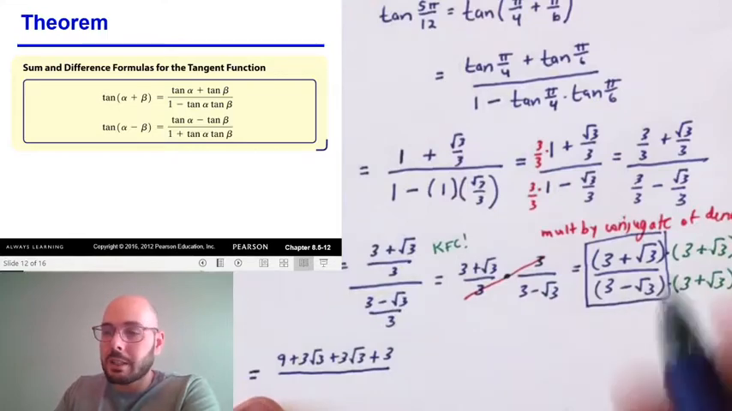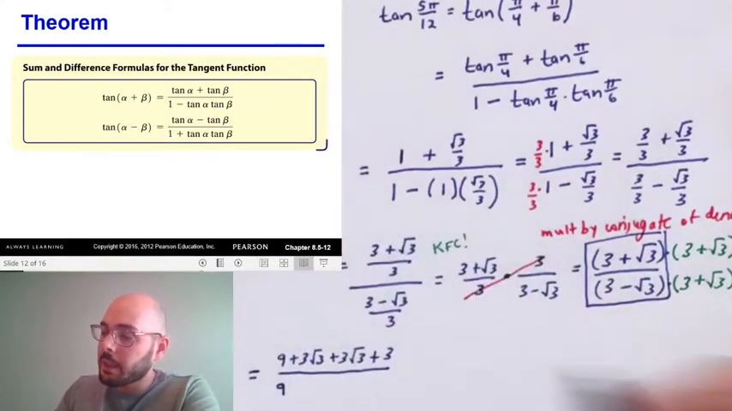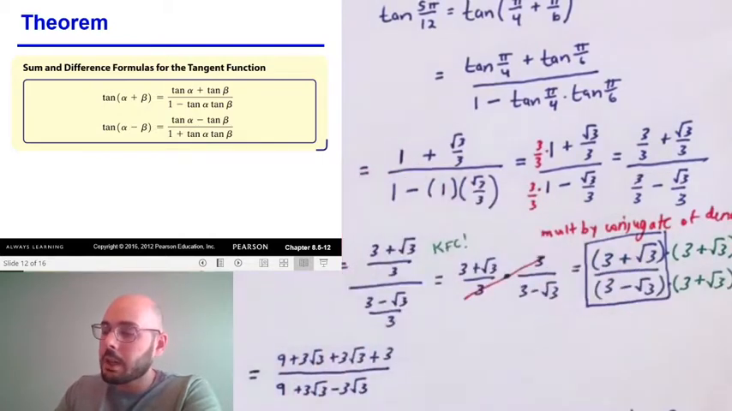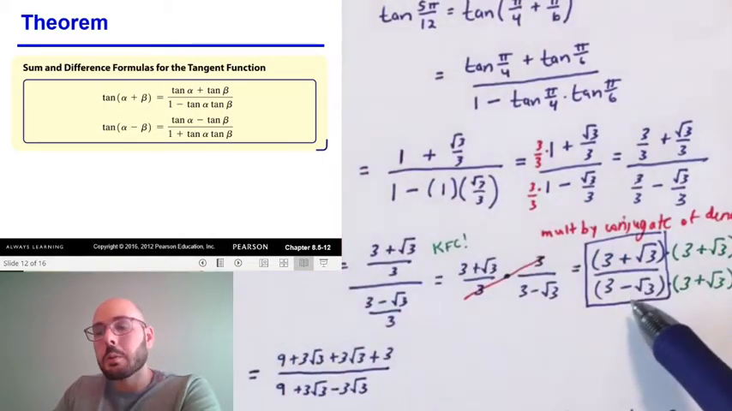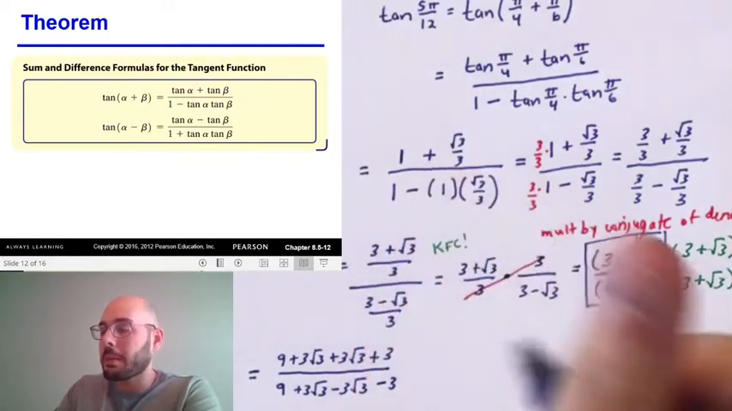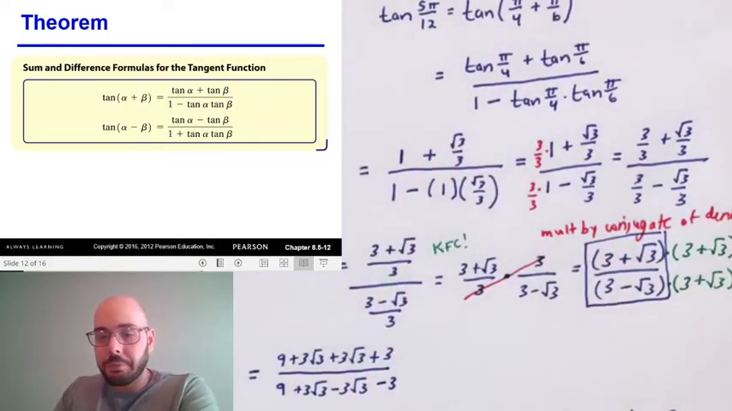So first, outside, inside, last, we'll get 9 plus 3 square root 3 minus 3 square root 3, and then we have a negative square root 3 times a positive square root 3. That's going to be a negative or minus 3. So that's what we get when we FOIL the top and the bottom here.